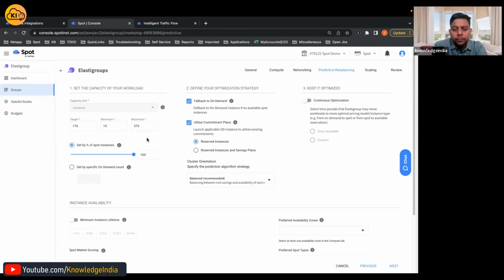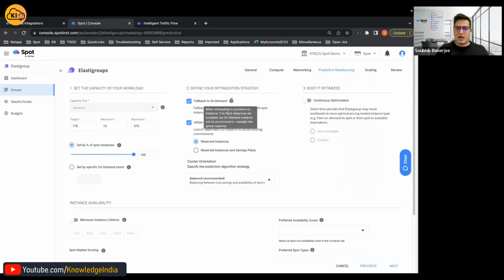Yep. Then you can select the percent of spot instances. As I was saying, you can always determine if you need a certain percent to run on demand. You can either set the percentage of spot instances, or you can set a static number of on demand instances, that run this many on demand. Next is your optimization strategy, which is fallback to on demand. This is where it falls back to on demand when it does not get a spot instance.